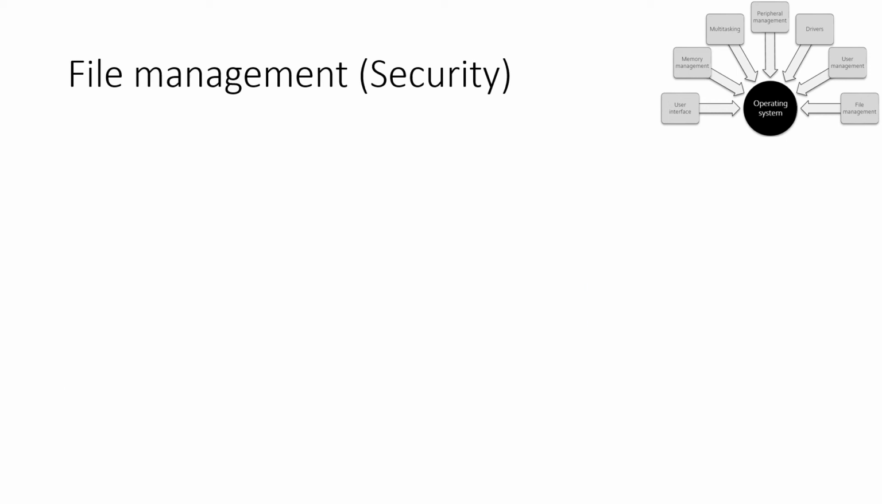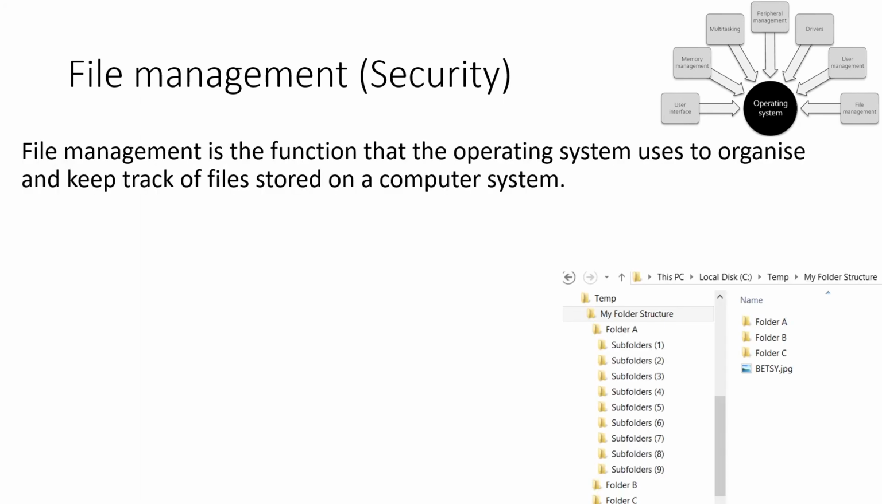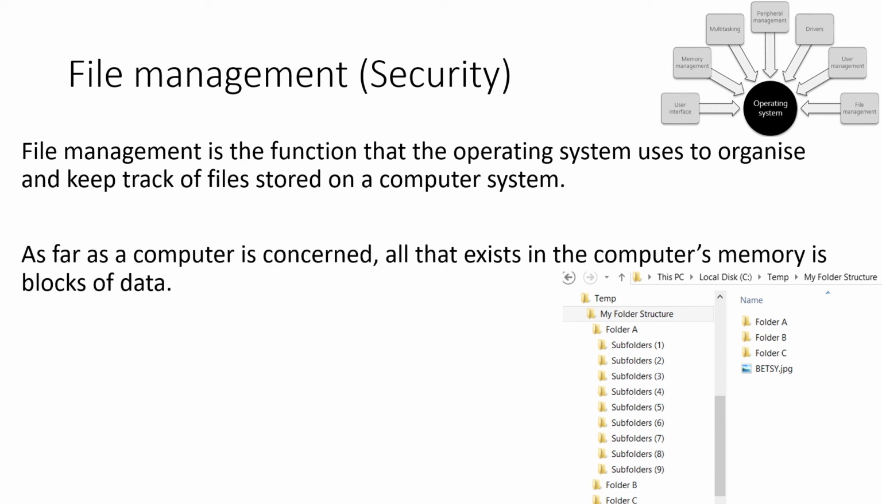Another part of security is then the folders and the files. The file management role of the operating system presents data in a much more user-friendly way. Because as far as a computer is concerned, it's just a big block of data. It's happy enough to read it all because it's got different tables that tell where everything is, but for you to look at that, it'd be horrible the way it would just be listed in a raw form.